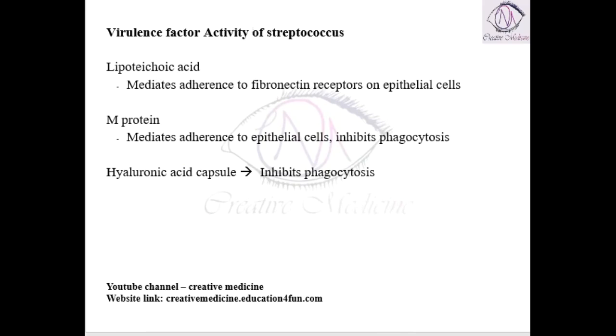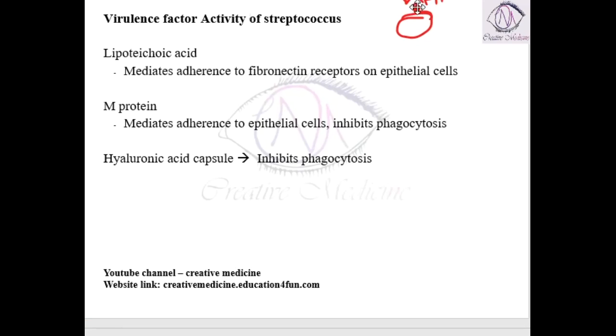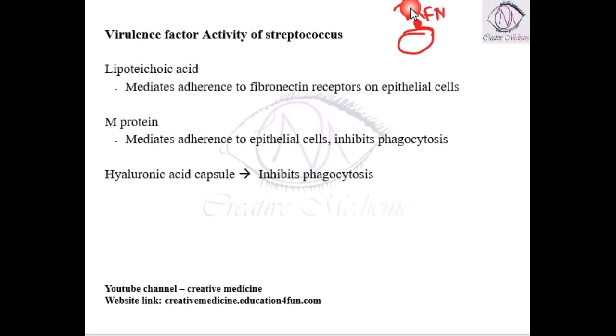Lipoteichoic acid will help in adhesion of the Streptococcus to the fibronectin receptors on the epithelial cells.